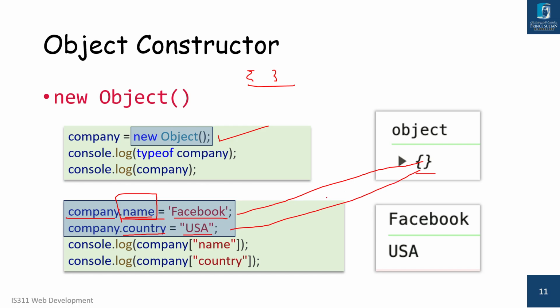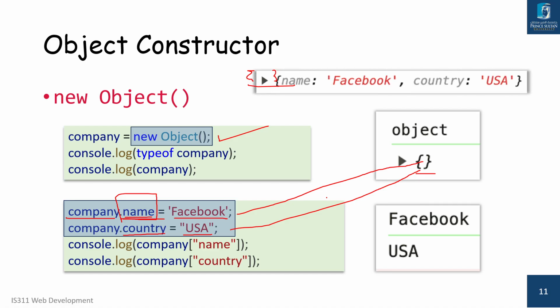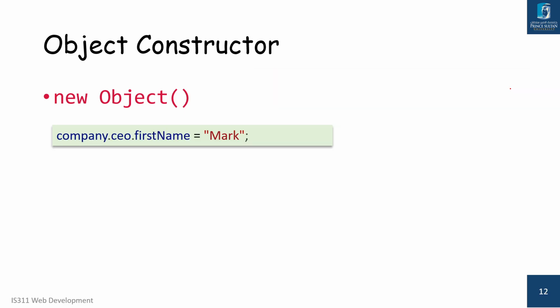So this is another way to create new objects. Again, in JavaScript, everything is more like dynamic. If you have an array, you can add elements in the array, you can delete elements in the array, and similarly, if you have an object, you can create new properties inside the object. Okay, so this is the final shape of our object, which has the name property with the value Facebook, and the country property with the value USA.